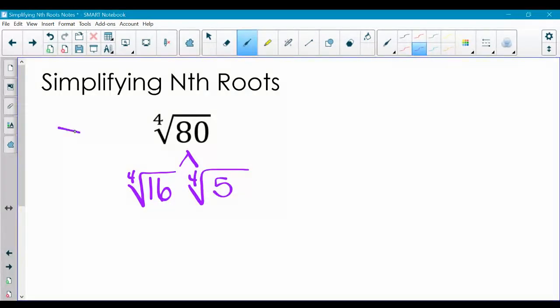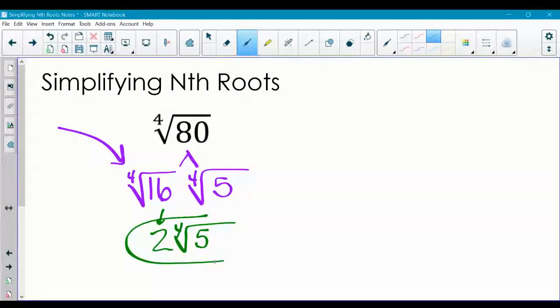So we're going to break this into two factors, the fourth root of 16 and the fourth root of 5. Remember, we want to put out the factor that we can actually simplify in front. And so the fourth root of 16 turns into a 2. And we're going to re-record the fourth root of 5 for our final answer.